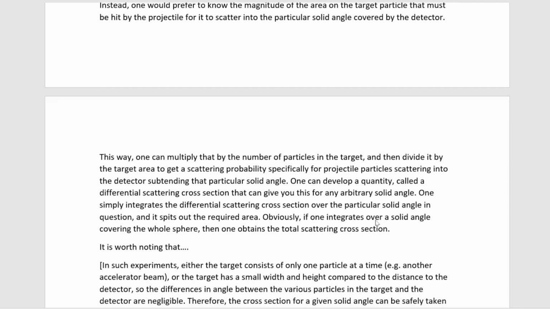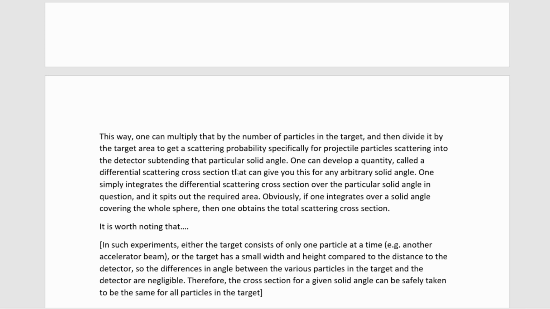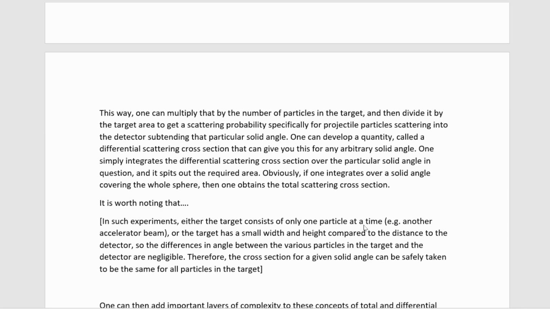One can develop a quantity called a differential scattering cross-section that can give you this for an arbitrary solid angle. One simply integrates the differential scattering cross-section over the particular solid angle in question, and it spits out the required area. Obviously, if one integrates over a solid angle covering the whole sphere, then one obtains the total scattering cross-section.